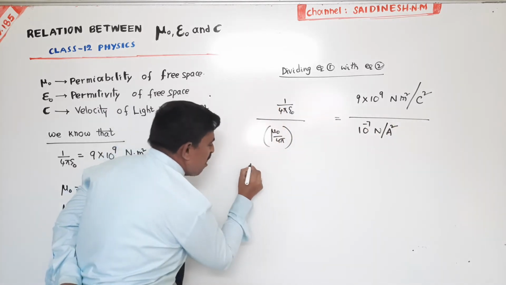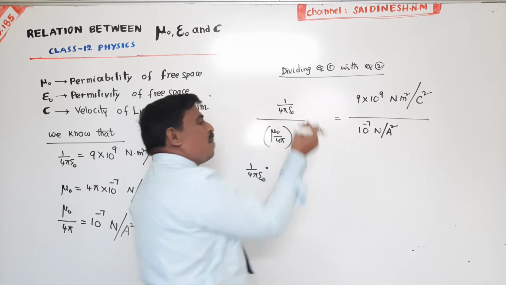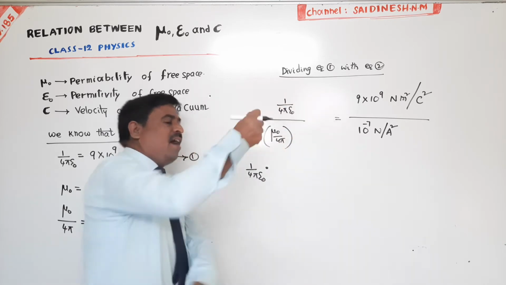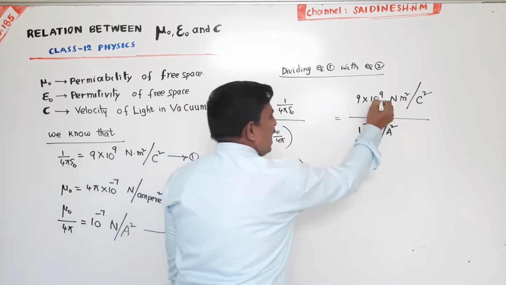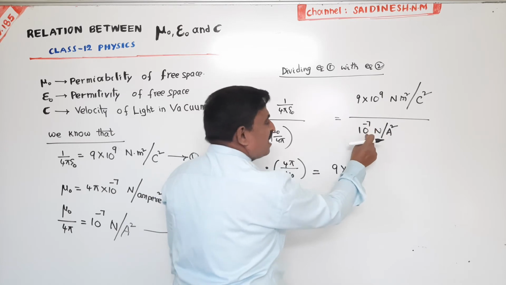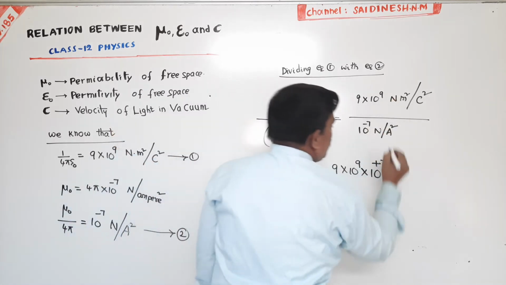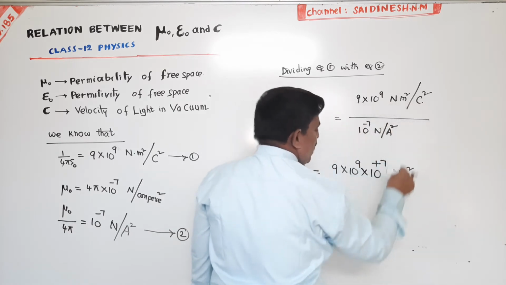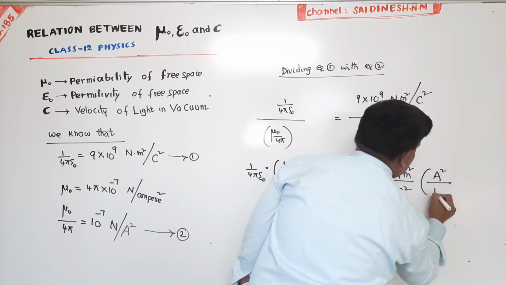Writing 1 by 4 pi epsilon naught divided by mu naught by 4 pi, mu naught by 4 pi comes to the numerator as 4 pi by mu naught. That is equal to 9 into 10 power 9 divided by 10 power minus 7, which comes to the numerator as 10 power plus 7. Newton meter square per coulomb square, and Newton per ampere square comes to the numerator as ampere square by Newton.